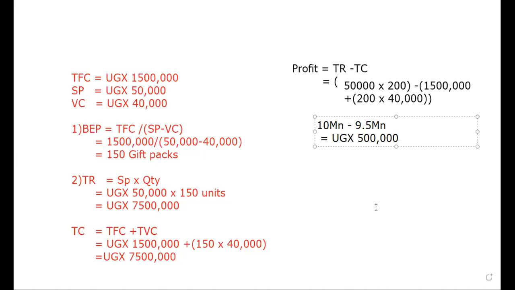This is the answer for part 3, profit calculation at a given level of output. In this case, you have to multiply the total revenue, price into quantity 200, and then total cost equals fixed cost plus variable cost, and then we can get the answer. Total revenue 10 million, total cost 9.5 million, and the profit is 500,000.